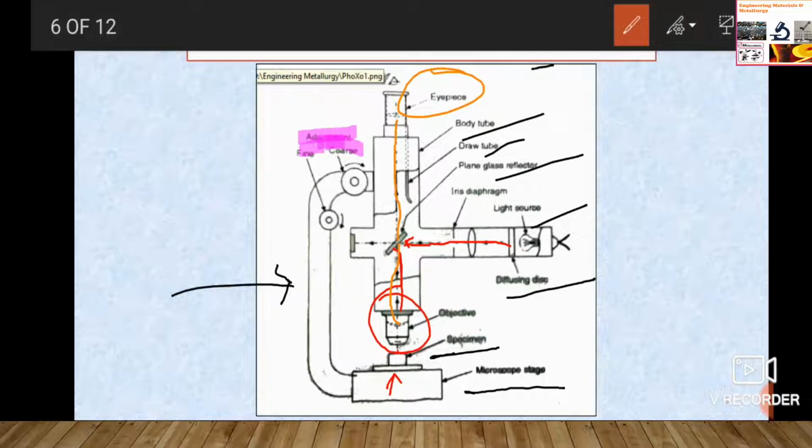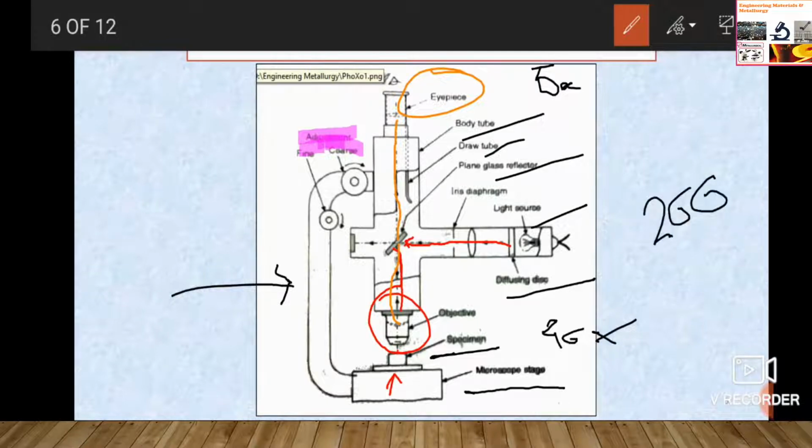Suppose eyepiece is of say 5x magnification and objective lens of say 40x magnification. Okay, so total magnification is 5 into 40, that is 200x magnification. So there is no addition of the magnification, there is always a multiplication. So suppose the eyepiece is of say 10x magnification and objective lens is of 50x magnification, then the total magnification is 500x.